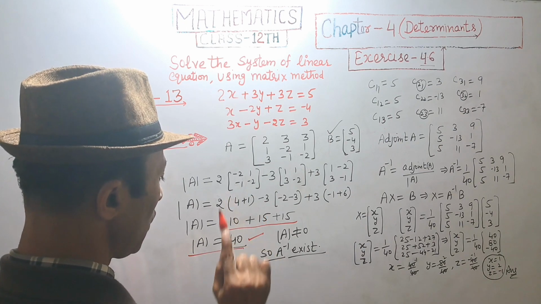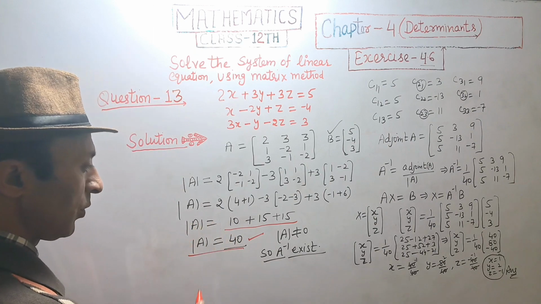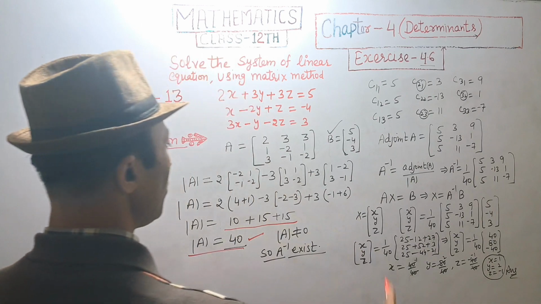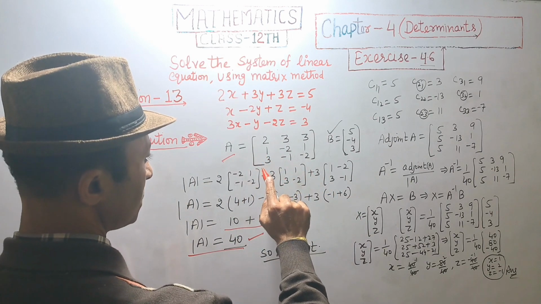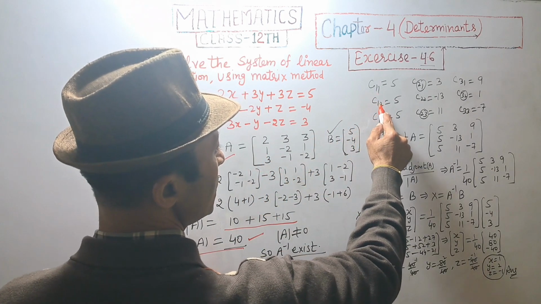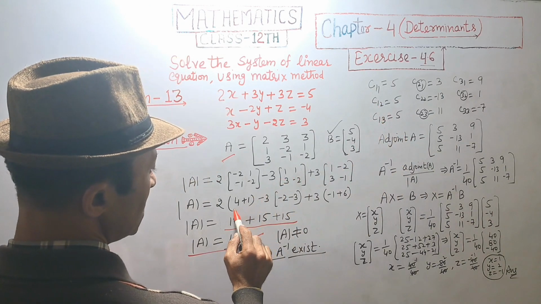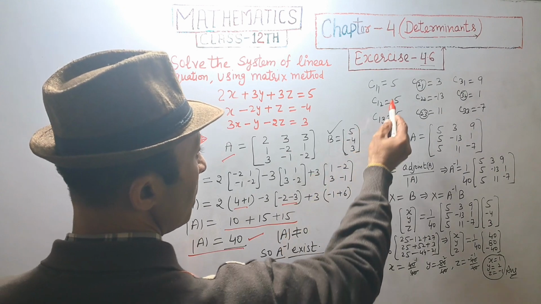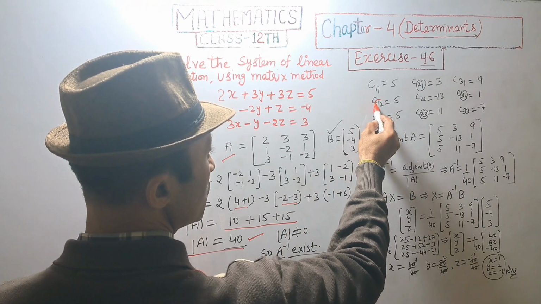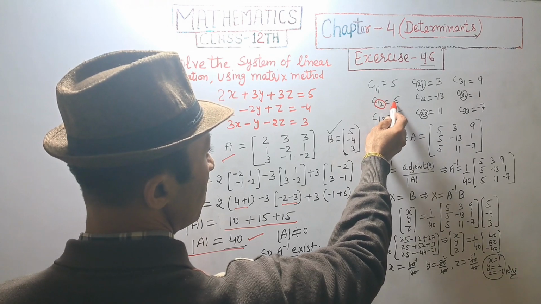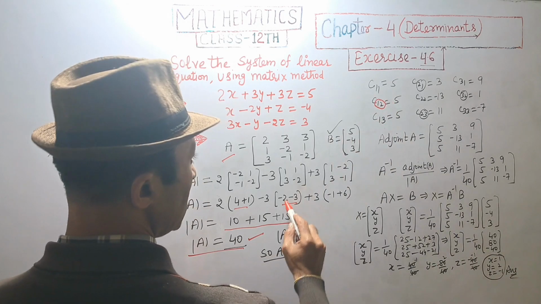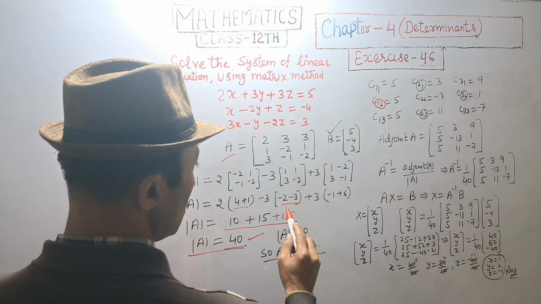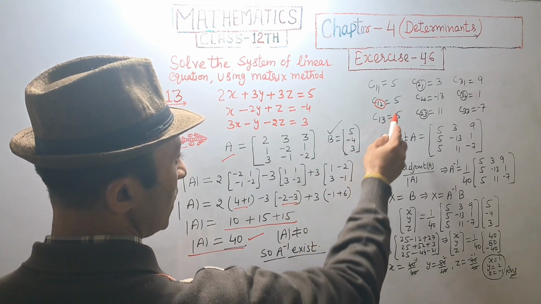Determinant of A we get 40, and determinant of A is not equal to 0, so A inverse exists, and we find the cofactor of matrix A. C11, C12, C13. C11 is 5 and C12 is minus 5, but 1 plus 2 is 3, so this number is multiplied by minus, so minus minus it will be positive 5, and C13 is equal to 6 minus 1, that is 5.